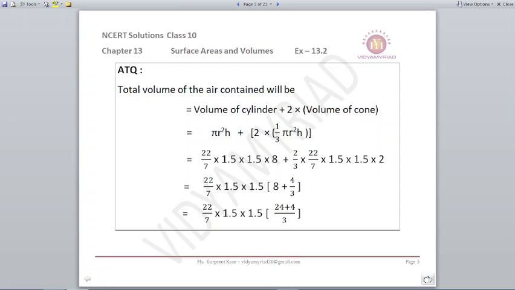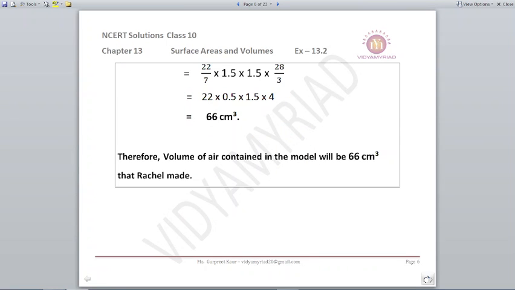We will put the values here. Pi will be 22 by 7, radius of the cylinder is 1.5 into 1.5, height will be 8 plus 2 upon 3 into 22 by 7 into 1.5 into 1.5 into 2. So we can take few things common outside. So whatever way you like it, you can do it. According to the calculations, we get the volume as 66 centimeters cube. That is the amount of volume that will be contained in that model which Rachel made.